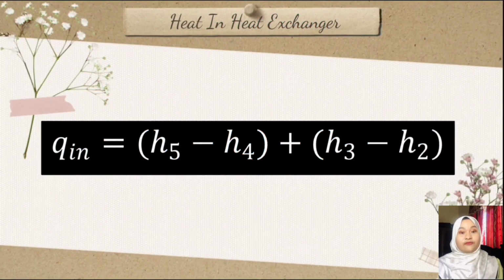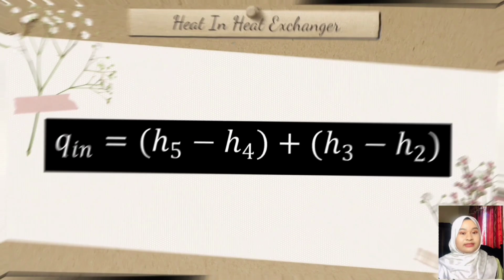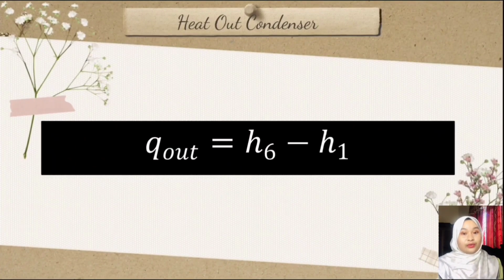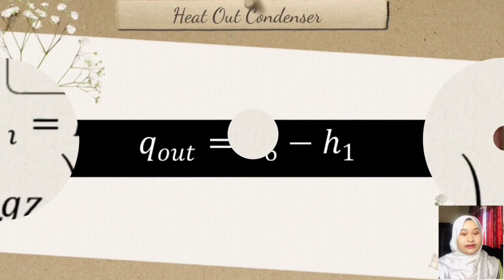So, this is the equation for heat in into the heat exchanger. The heat in calculated would include the heating and reheating process. Not only that, but the energy balance equation can be used to calculate the heat out of the condenser. Since the kinetic energy and potential energy of the condenser is zero, we can exclude those parameters. Then, we can use the equation above to calculate the Q out of the condenser.